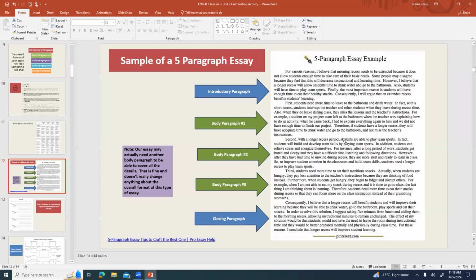So we're not talking about recess, we're going to be talking about the novel, but this gives you that overall format and the feel. And you can see it's quite a bit of words, right? It's going to take a little bit for us.